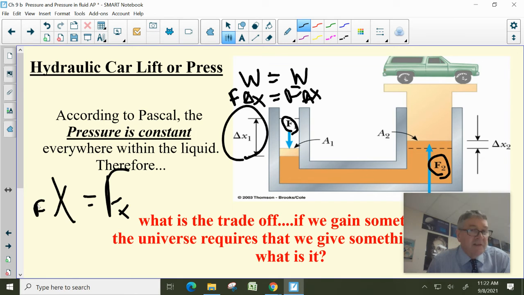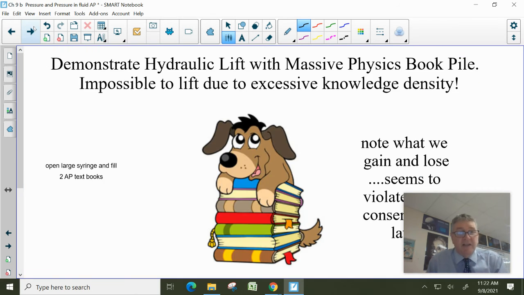The product of F times X, work, has to be conserved. So I have to apply this force over a huge distance to get this giant force out over a small distance. And I'll show you something in class. I'll try to shoot a video of this a little bit later, or I'll show you in class when we come in on Friday. I can lift a stack of books. I have a little mini hydraulic lift, and I can lift a stack of books, but I have to push the syringe like 5 inches to make the books lift a 1/4 inch. So again, keeping that in mind.